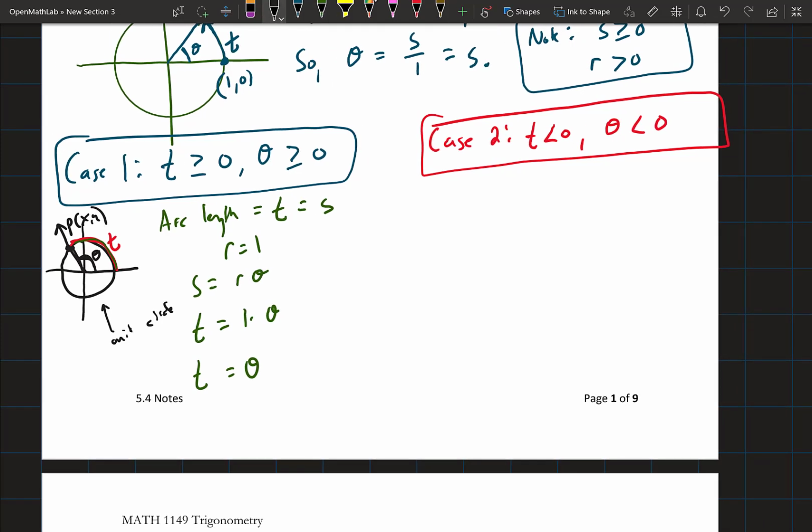So then let's look at case 2 now. Similarly, let's just draw a picture to help us visualize this. So here's a unit circle. I'm going to draw just a random point here. Let's just say in the third quadrant.